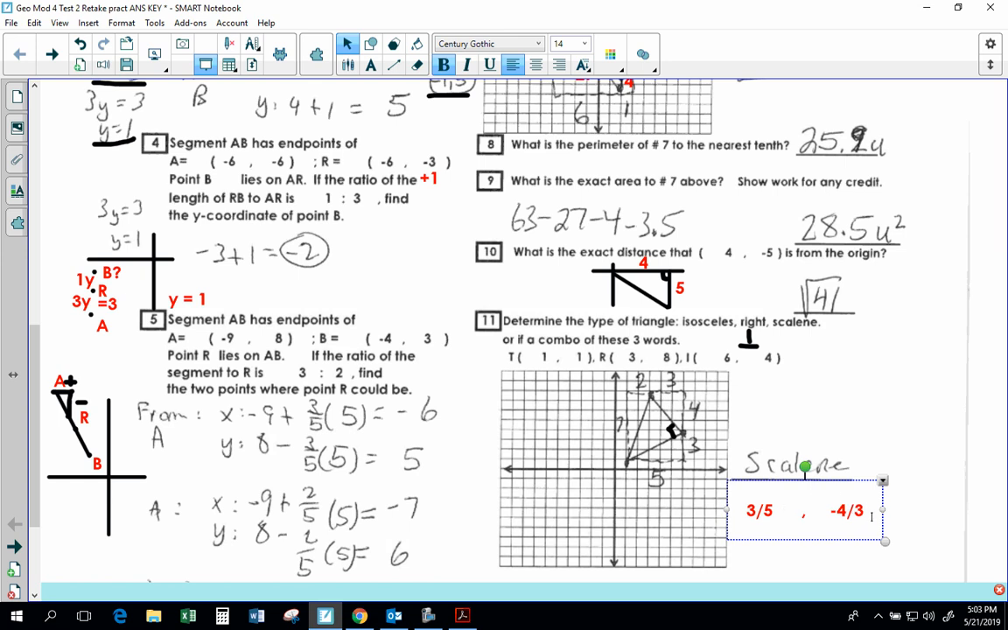So even though it might look like a right angle, it is not. They're not negative reciprocals. Another way to test that, if you forget that, is the 2 slopes must multiply to -1. 3/5 times -4/3 is not -1. So therefore, this is not a right angle. So it's not a right scalene triangle. It's only scalene. Okay, and there's your answer for that. All right, flip it over to the next page.